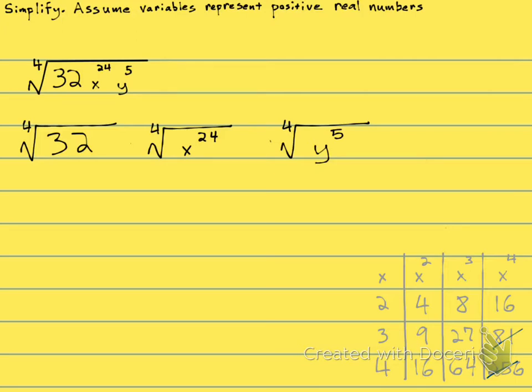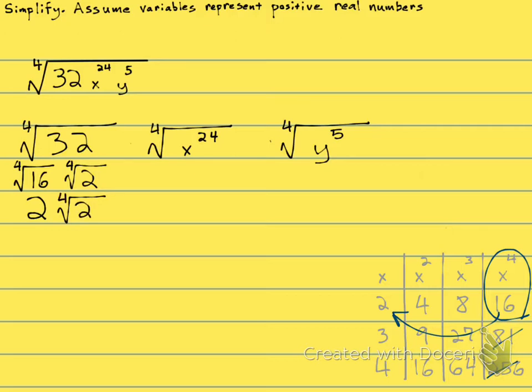So what I'm going to do is rewrite this as the fourth root of 16 times the fourth root of 2. All right, 16 times 2 is 32. Now, I do know the fourth root of 16. The fourth root of 16 is 2, so that is just the number 2 outside of the radical. This fourth root of 2 comes down. That one's stuck inside the radical. So I've done this first part. I know that the fourth root of 32 is 2 times the fourth root of 2.